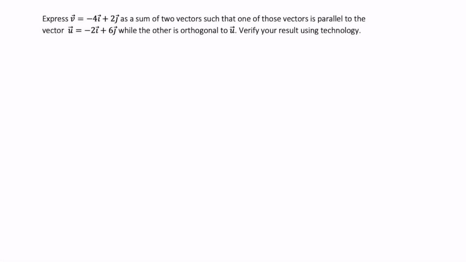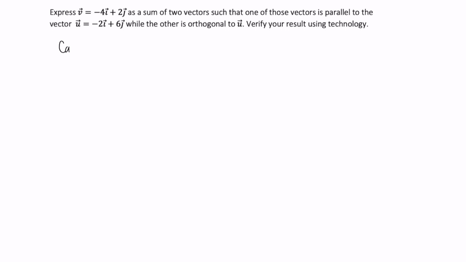Welcome. In this video, I will be going over a classic application of the dot product. So what we want to do is express this vector v, which is negative 4i plus 2j, as the sum of two vectors such that one of these vectors is parallel to this vector u, while the other is orthogonal to u. Then we're going to verify our result using technology.